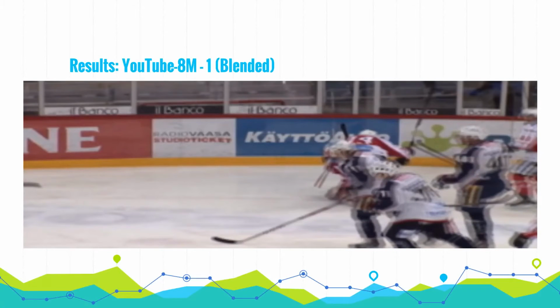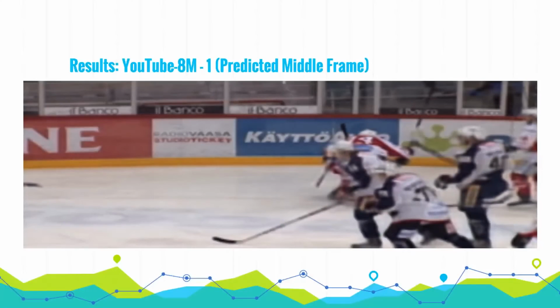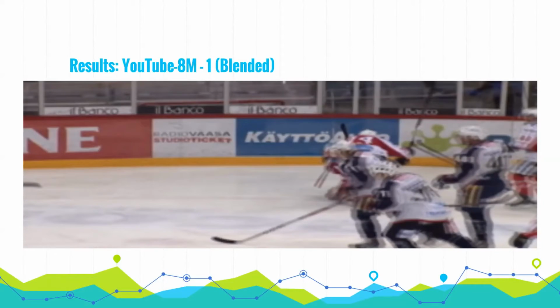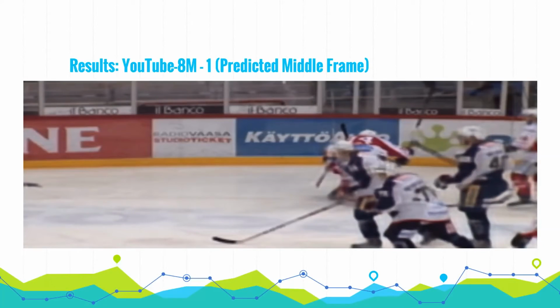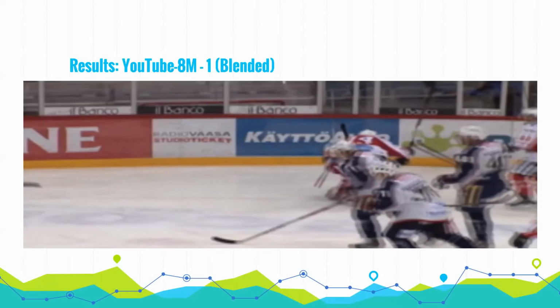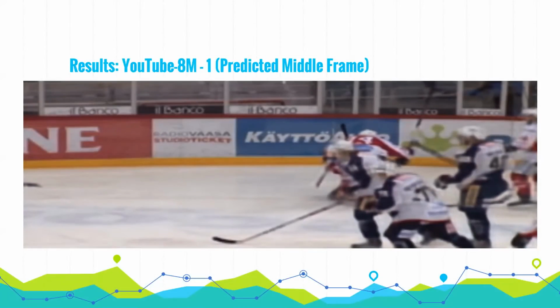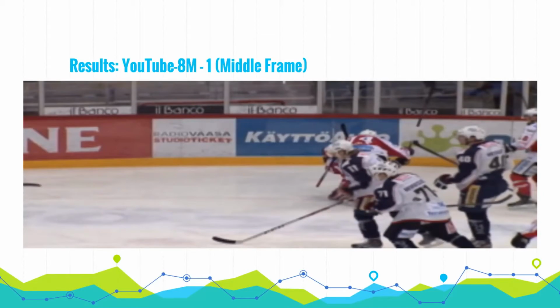Now here's an example from the YouTube 8M dataset, and so you can see the blended representation here. And then the predicted middle frame actually does a fairly good job. You can see there's pretty distinguished lines that sort of converge into the middle representation of that line. But once again, we see that the actual middle frame does have a much greater detail and clarity inside of the image.